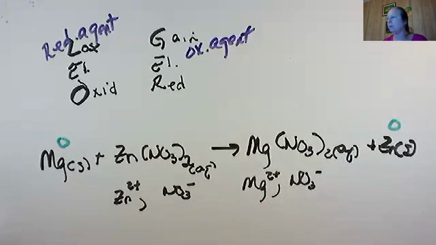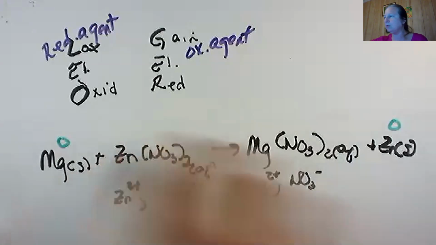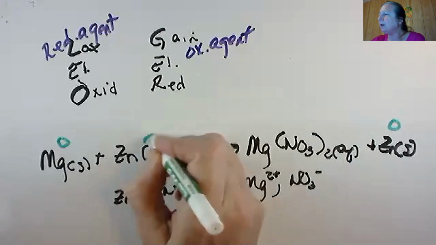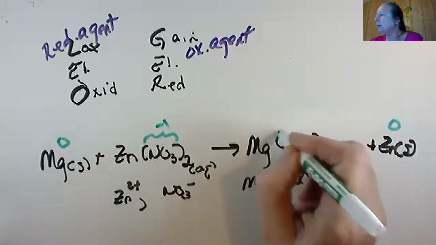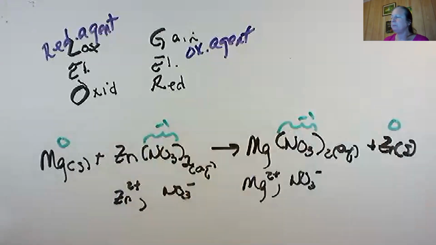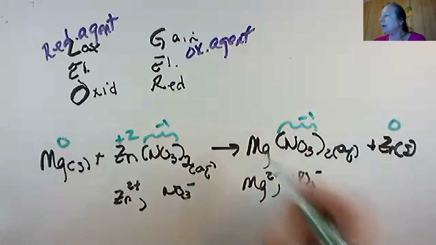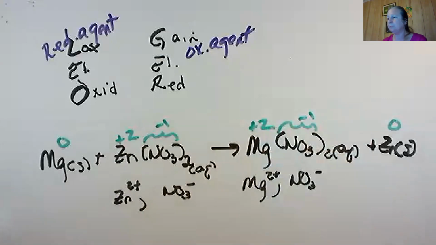So nitrate is a spectator. It's not going to be oxidized or reduced. It's picked up and it's moved. It's always going to be the same. That is a spectator. I'm just going to treat nitrate as the ion of a -1. But my zinc is now a +2, and over here my magnesium is a +2. So we definitely have redox going on.